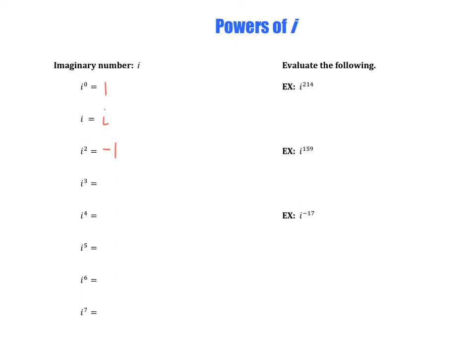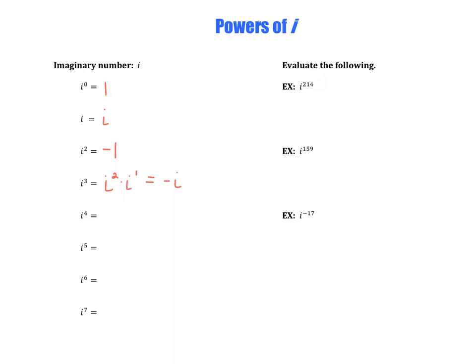I cubed could be thought about as I squared times I to the first for emphasis, because think about it. If we multiply something that has the same base, we add the exponent. So I cubed could be rewritten as I squared times I to the first. Well, we know from the values above that I squared is equal to -1. And as weird as this sounds, I is just I. So I cubed, in other words, simplifies to negative I.